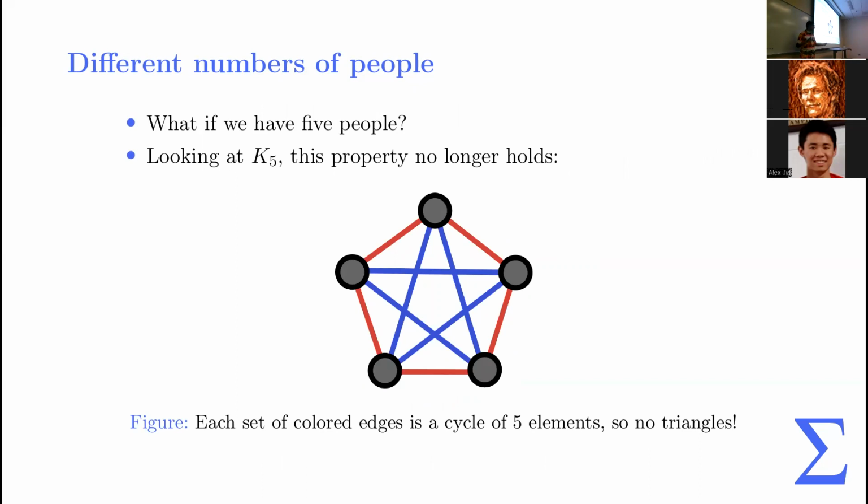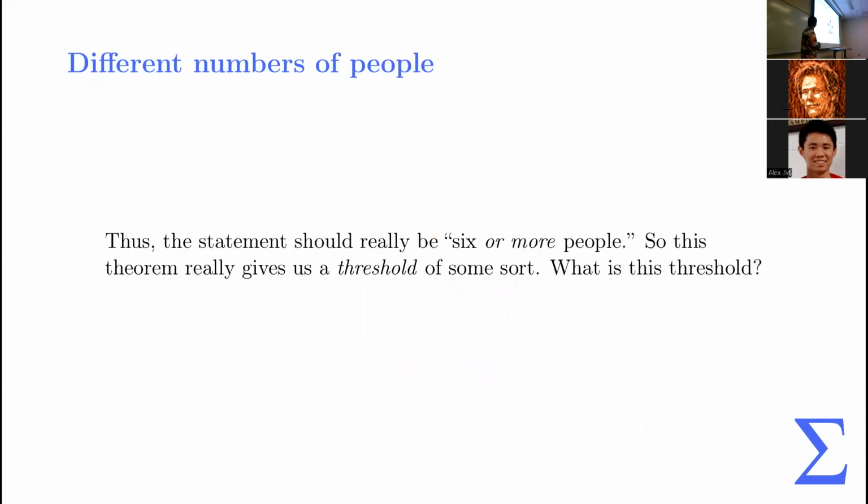I kind of like this counterexample because each coloring is a cycle. You've got 2 cycles of 5. None of those are triangles. It's kind of cool to see a complete graph that you can just break apart into 2 cycles. But yeah, so our property holds for any n that's greater than or equal to 6, but not less. So we have a threshold.